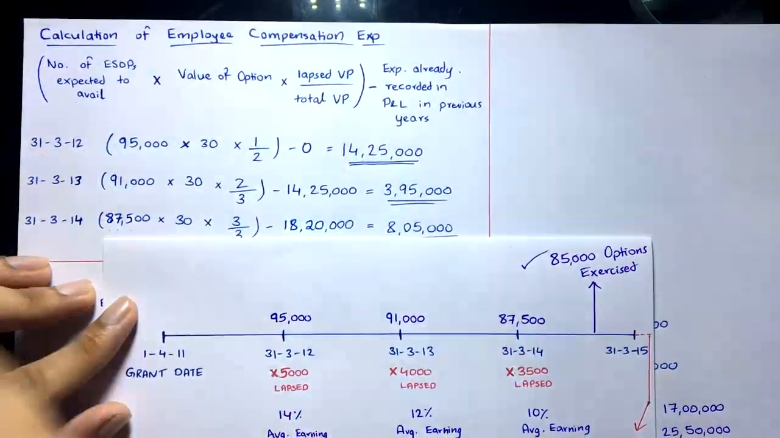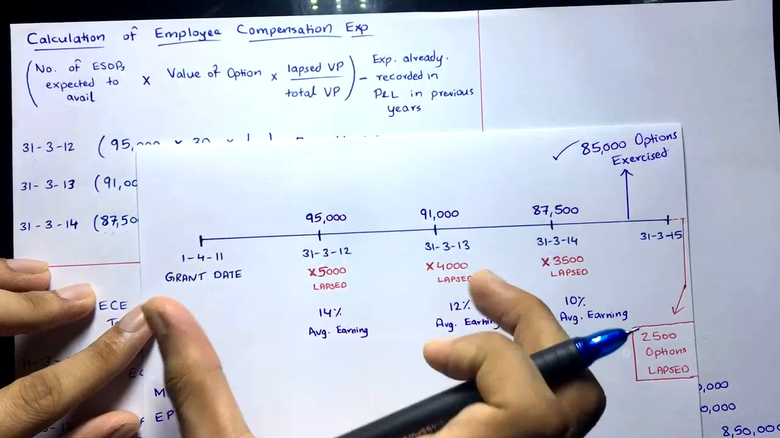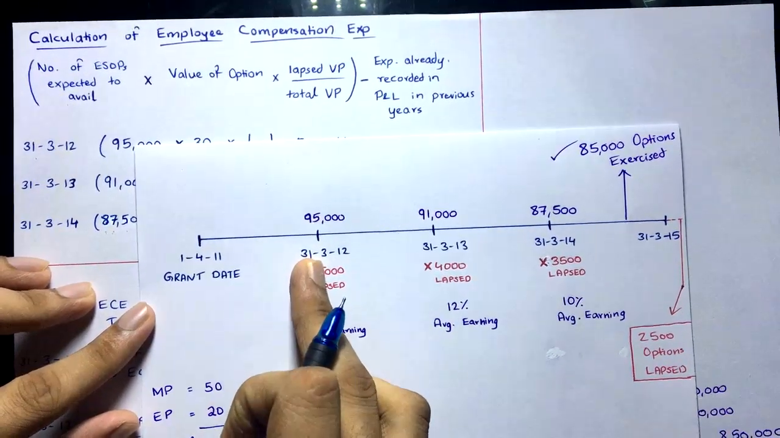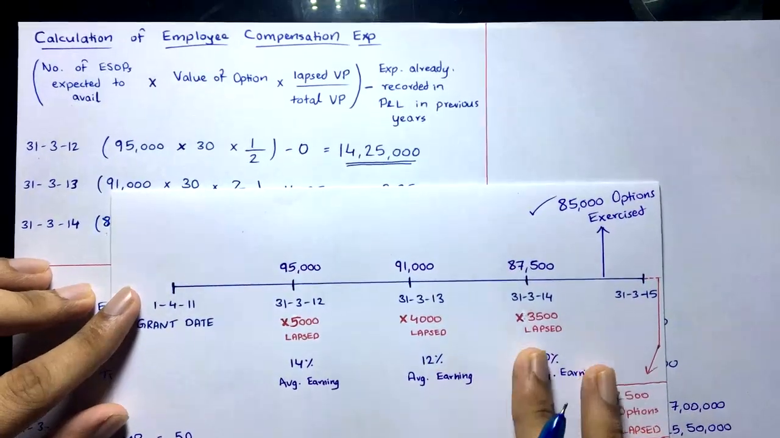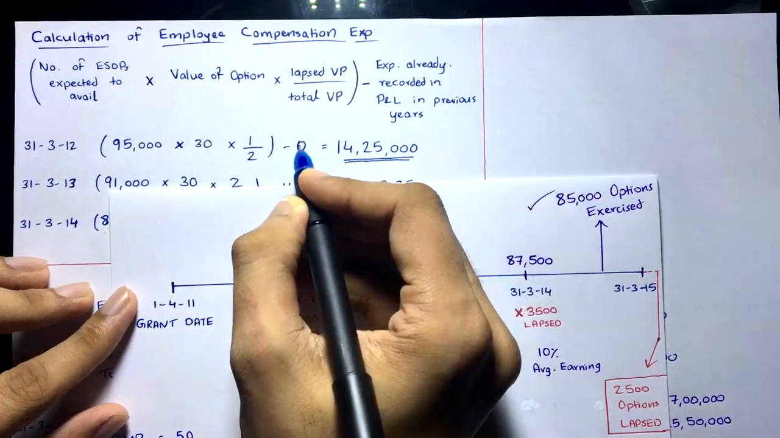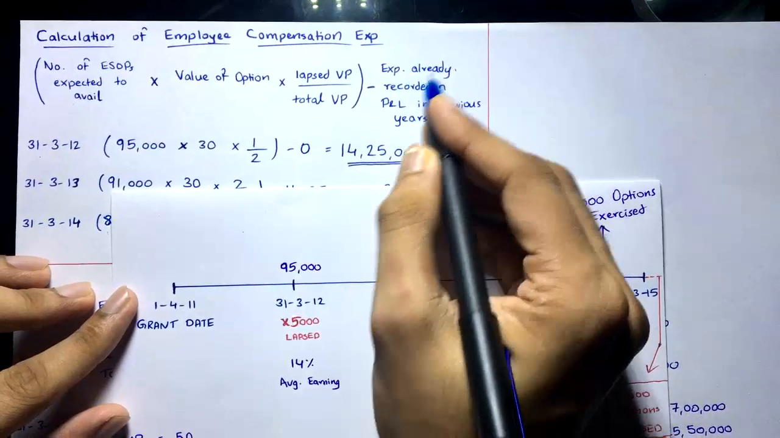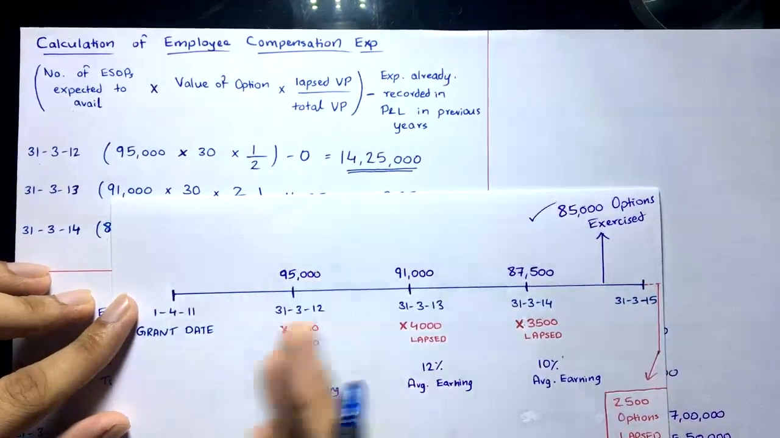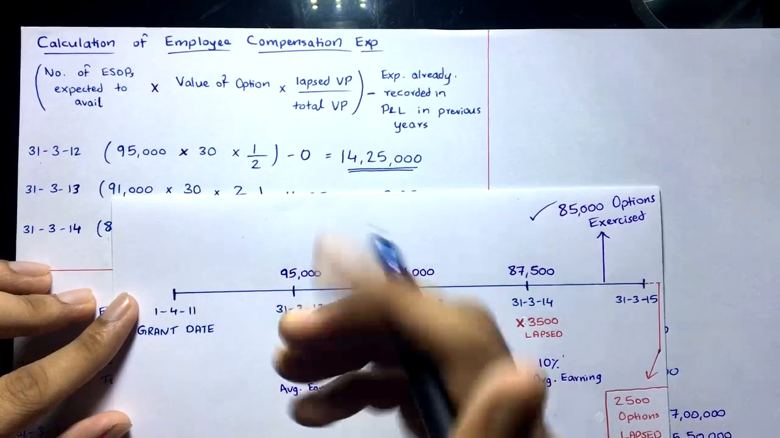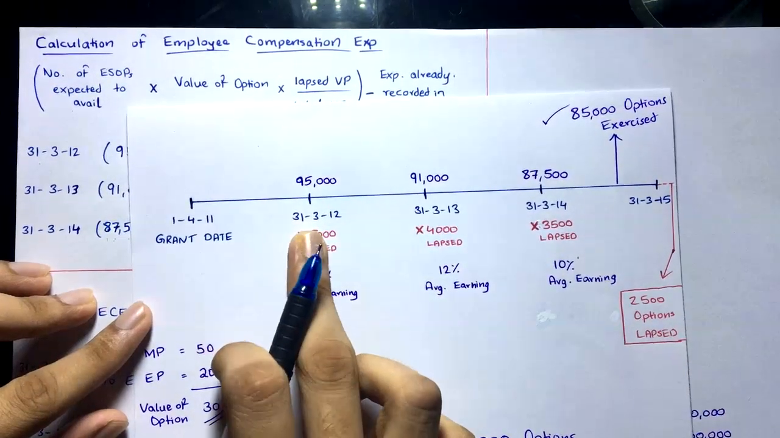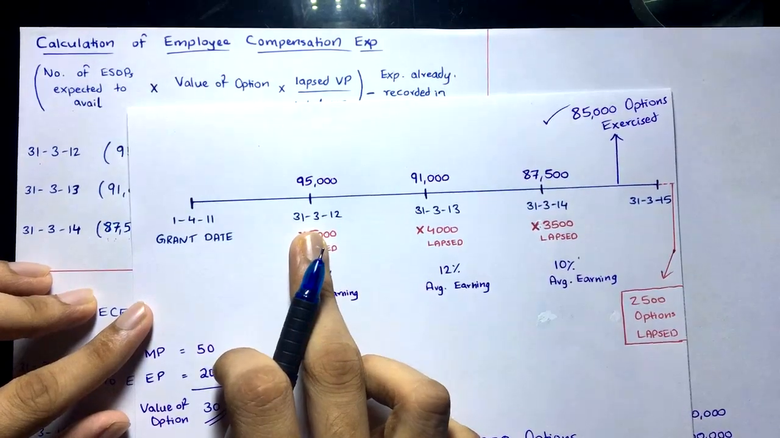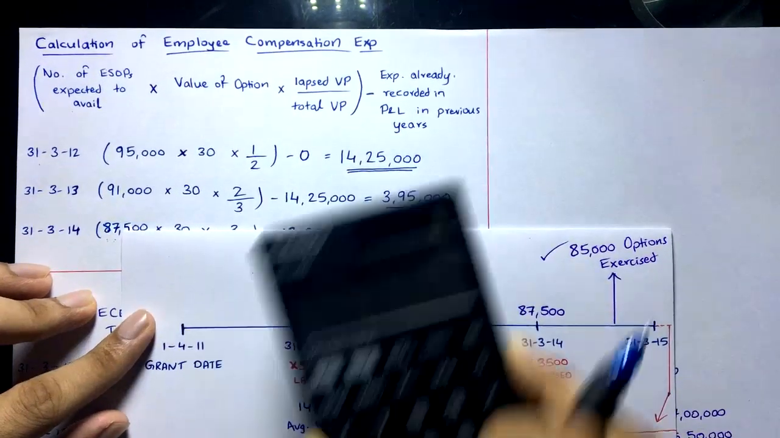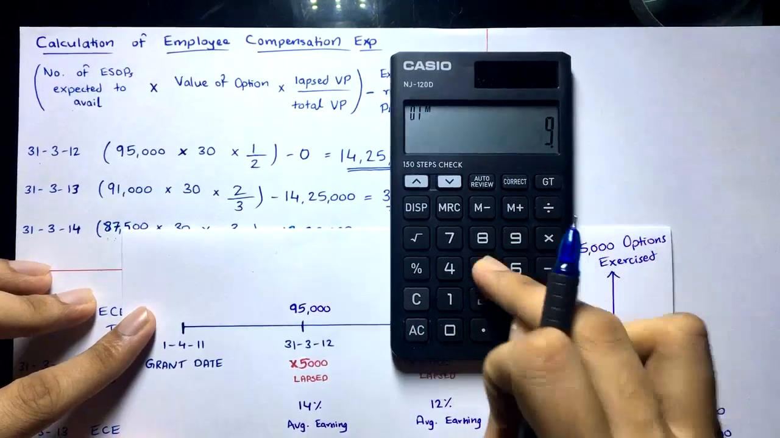Lapse vesting period कितना गुजर गया, 1 साल गुजर गया और शायद 2 साल vesting period है, ऐसा सोचना है तुमको, present में रह के सोचना है. Okay, practically सोचो, right? So 1 by 2 minus 0. Why 0? Because what we do over here, expense already recorded in P&L in previous years. जो भी एम्प्लॉय कंपनसेशन एक्सपेंस पुराने साल में रिकॉर्डेड होता है वो माइनस करना पड़ता है, बट ये तो पहली बार हो रहा है. This is the first time we are calculating the employee compensation expense. So previously nothing has been recorded, so minus 0.